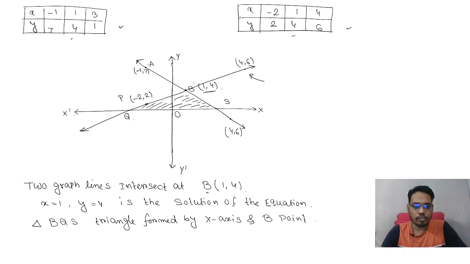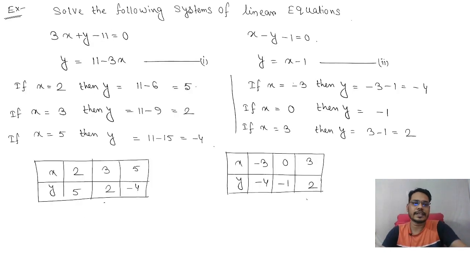And you get the triangle BQS with the y-axis, x-axis and this intersection point. Now the second one, if two equations are there, that is 3x plus y minus 11 equals 0, you can find from the first equation y equals 11 minus 3x. And the second equation, x minus y minus 1 equals 0, then y equals x minus 1. It will be equation number 2.